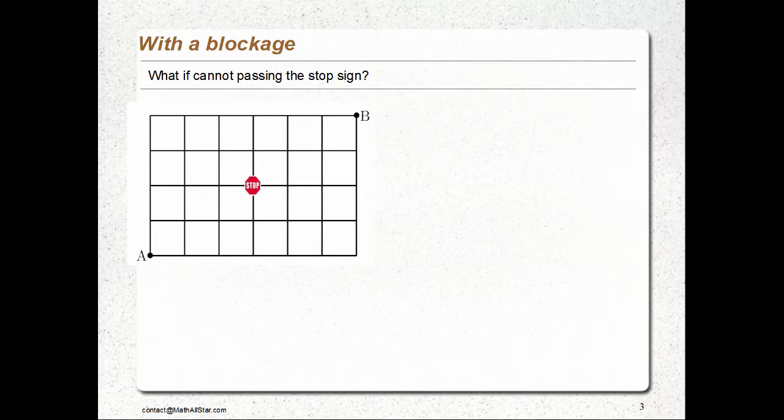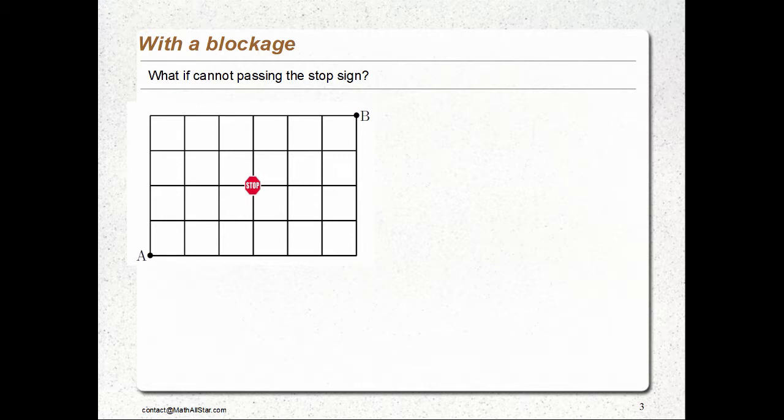Let's modify the problem a little bit. Now we have a blockage somewhere on the map. No one can pass it en route. How many possible routes are there from point A to B then? Try it yourself. There are several different ways to count. One is to use a complementary technique.